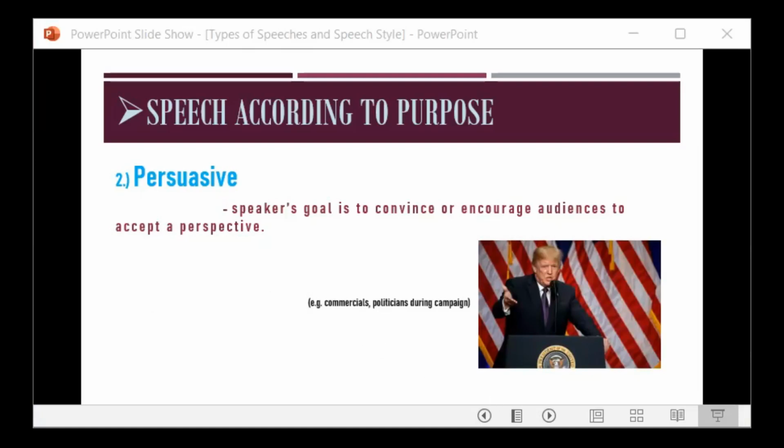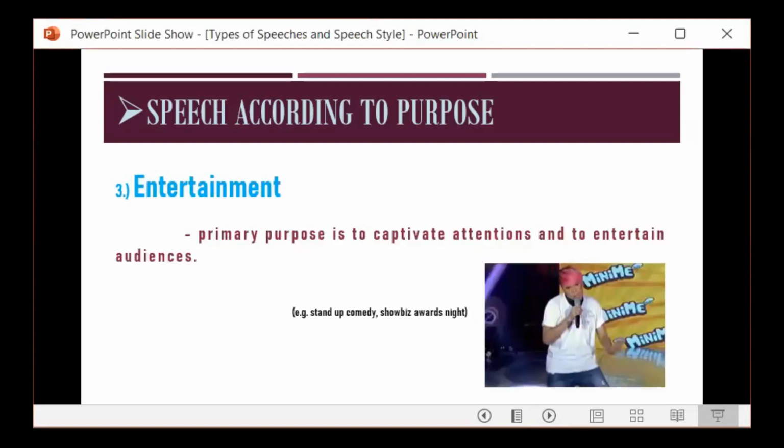Another one is what we call entertainment. This is also another speech according to purpose. For entertainment, the primary purpose is to captivate attention and entertain audiences. It also aims to share laughter, enjoyment, and relaxation with the audience, making the place alive. For example, comedians use humorous lines to entertain other people. So they may also use this kind of speech according to purpose.